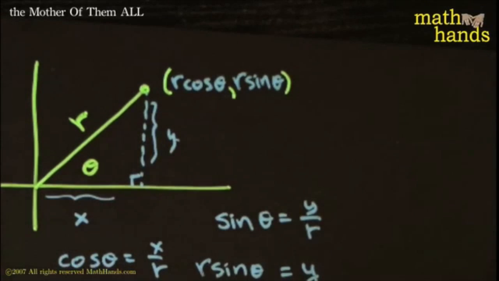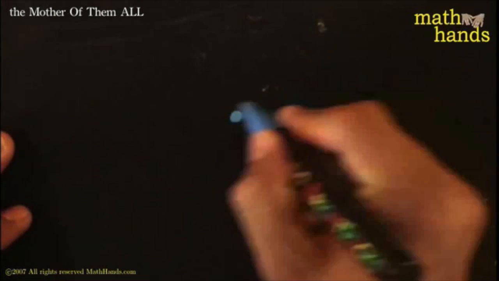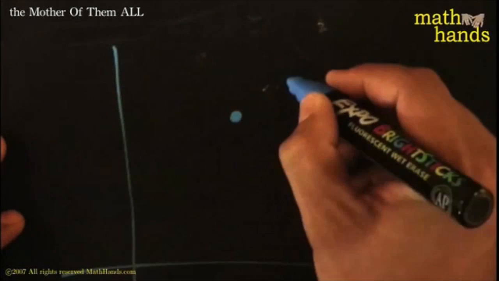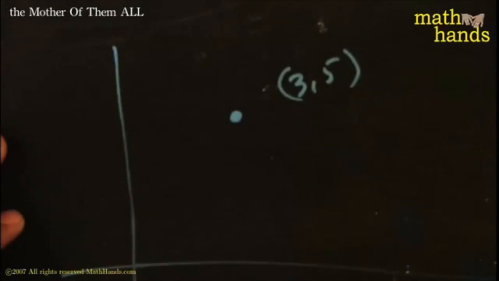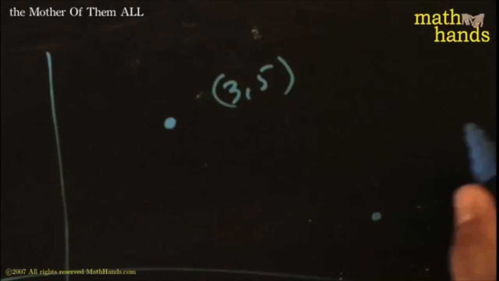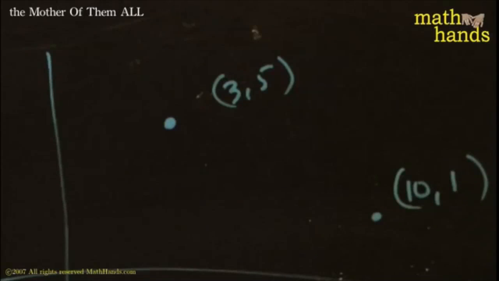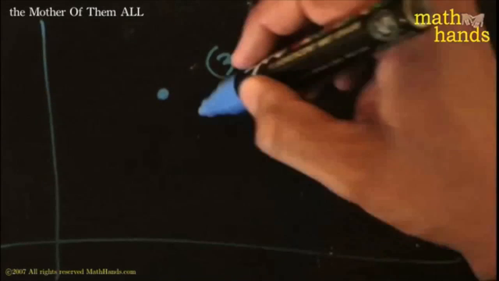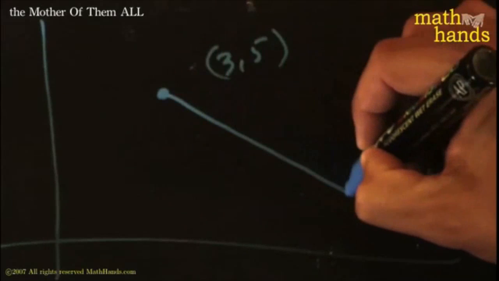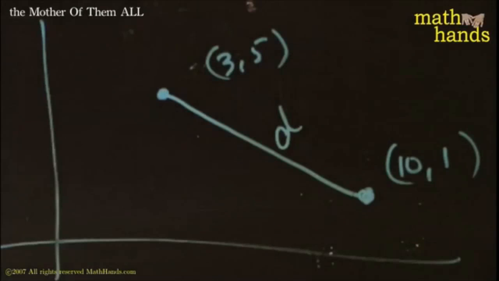the famous distance formula. Now, let me review that for you. Suppose you've got a point here, and this point is, I don't know, let's say it's 3, 5. And suppose you've got another point here, and this point is 10, 1. There's a famous question here, and that famous question is, what is this distance? What is that distance d?